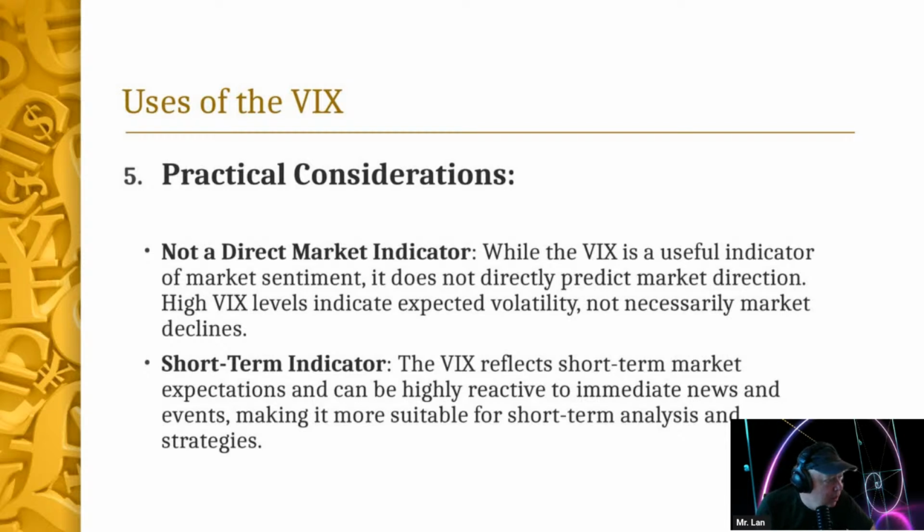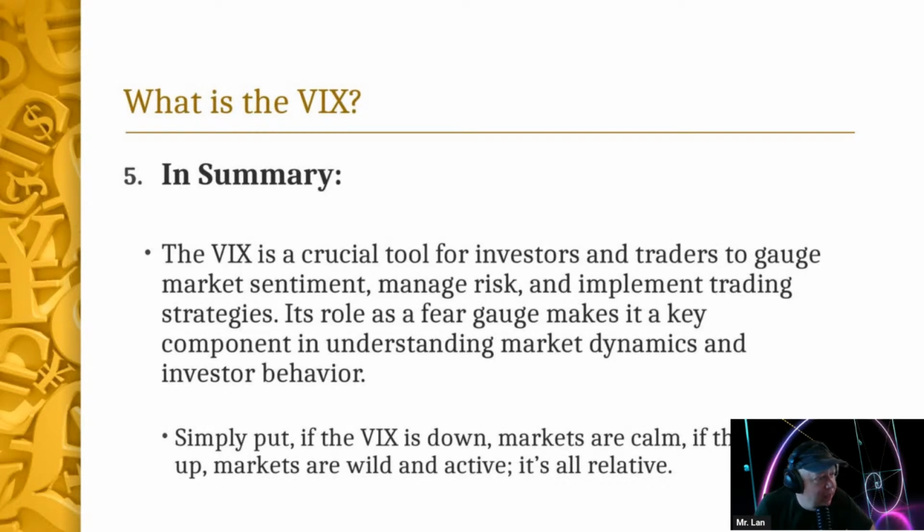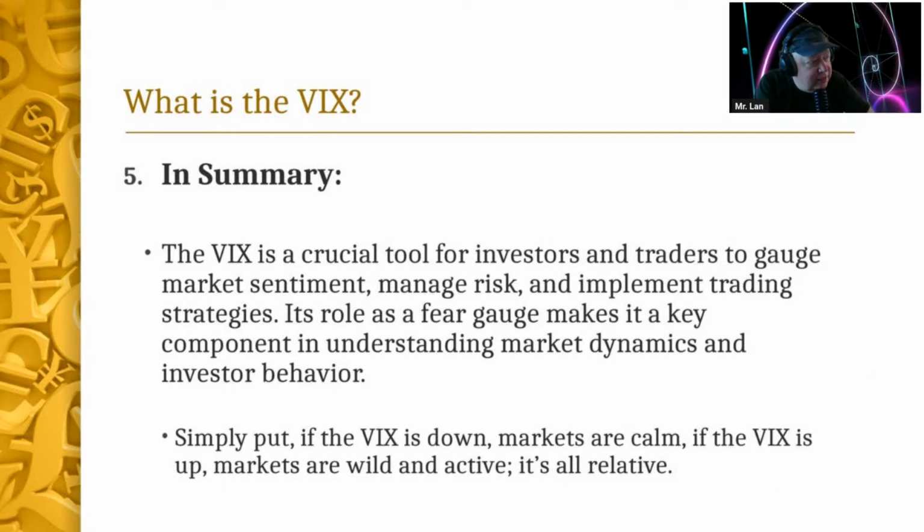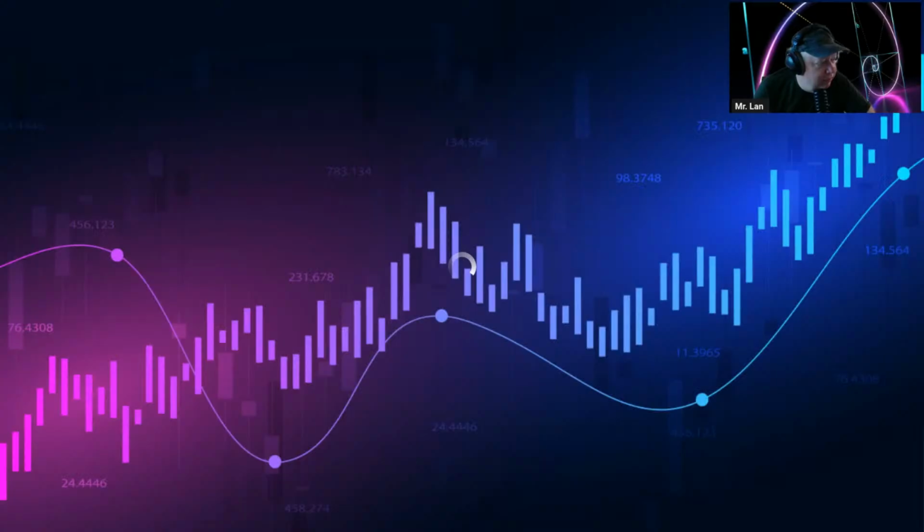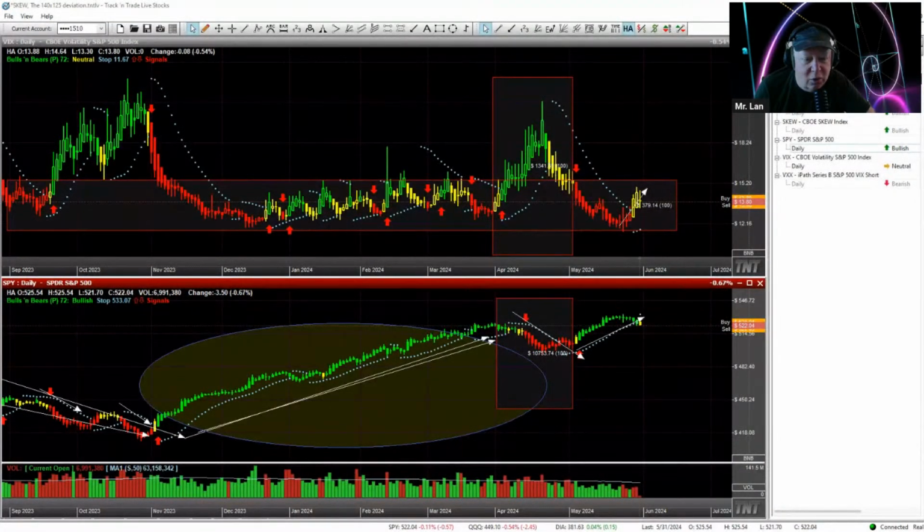Okay, let's go over to our next slide. And in summary, the VIX is a crucial tool for investors and traders to gauge market sentiment, manage risk, and implement trading strategies. Its role as a fear gauge makes it a key component in understanding market dynamics and investors' behavior. Simply put, if the VIX is down, markets are calm. If the VIX is up, markets are wild and active. It's all relative. So that's kind of the idea of the VIX. Any questions about the VIX? I think that covered it pretty well.